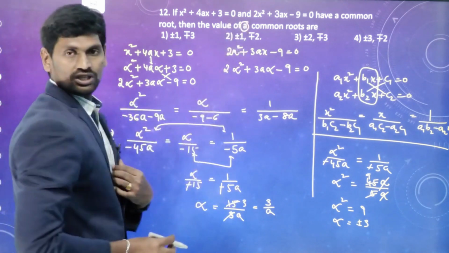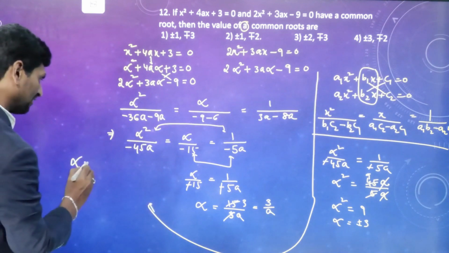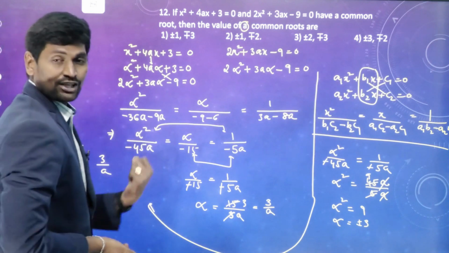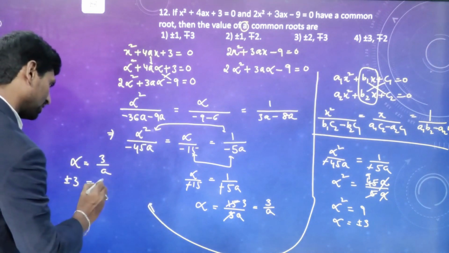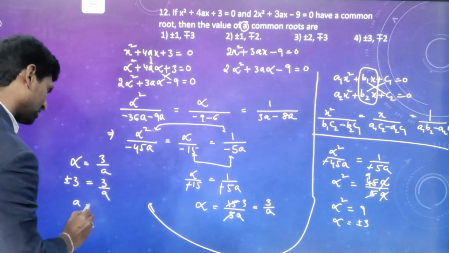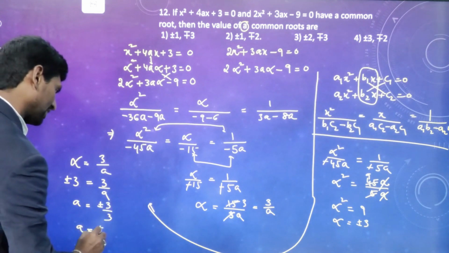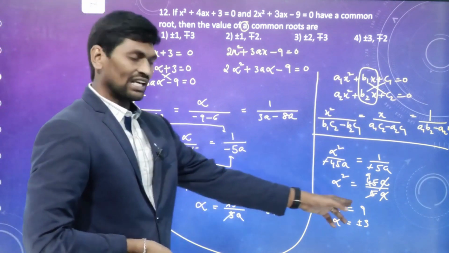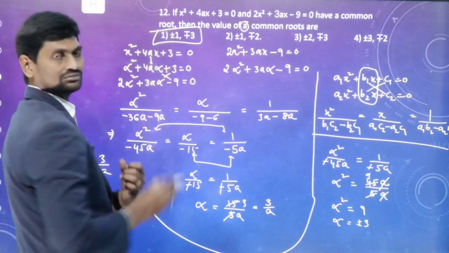They are asking the a value also, no? Now I am writing here. Alpha is equal to 3 by a, we got. So alpha value plus or minus 3. Plus or minus 3 equals 3 by a. That means transpose this side, a is equal to plus or minus 3 by 3. A value is plus or minus 1. So alpha value is plus or minus 3, a value is plus or minus 1, our option is 1.